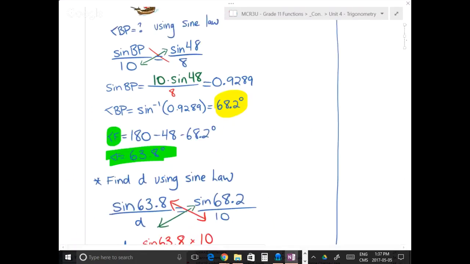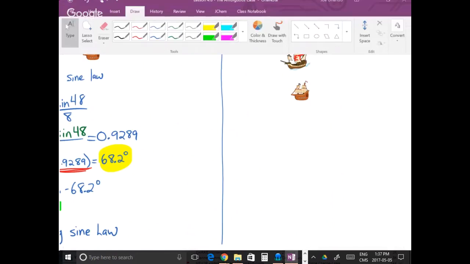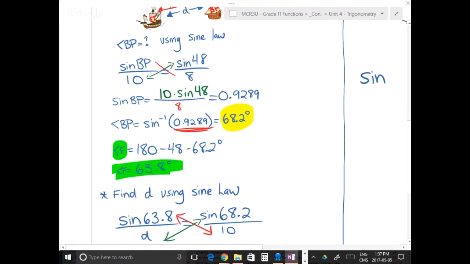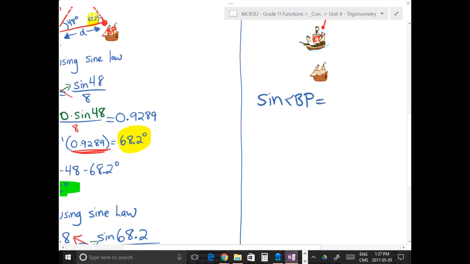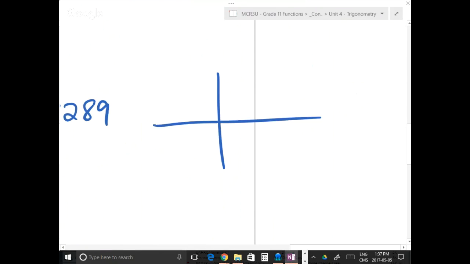But what if instead of 63.8 degrees here, what other answer could I have got here? See, we said that the sine was 0.9289. And when we took the sine inverse, we said that gave us what angle? Yeah, but just bear with me here, if we know that the sine of angle BP is equal to 0.9289, then angle BP could also equal what? Well, let's do a little CAST rule over here. We said the angle it could give us was 68.2. Where else could a positive sine live? Yeah, over here, because that's cosine. All of these are positive. Sine's positive here, tan's positive here. What angle would this be?